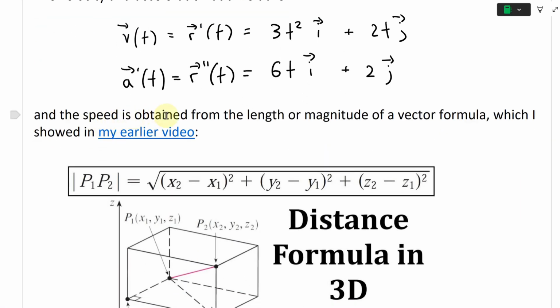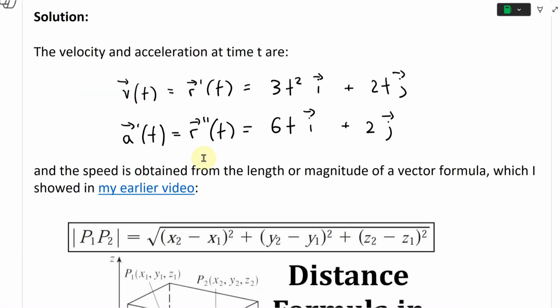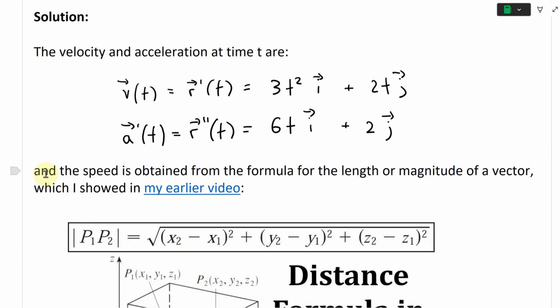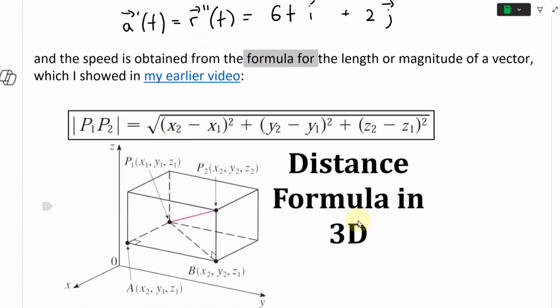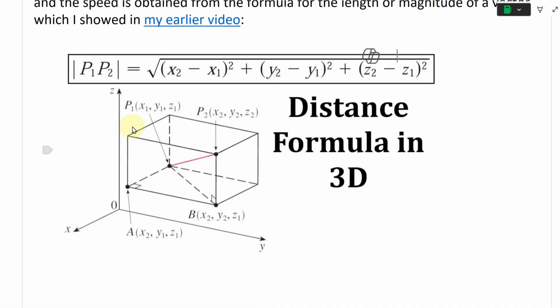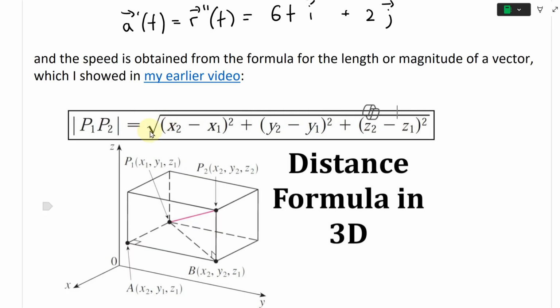All right, and the speed now, because we're asked to find the speed as well. The speed is obtained from the length or magnitude of a vector formula, which I showed in my earlier video. Again, it's the distance formula in 3D, and 2D actually, because if the z one is 0, just get rid of it. This is basically using Pythagoras. So the distance from P1 to P2 is equal to the square root of x2 minus x1 squared plus y2 minus y1 squared, and in our case the z part is 0, so just ignore that.